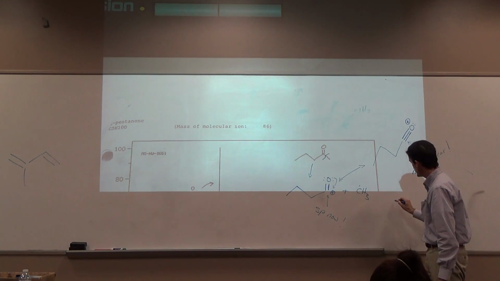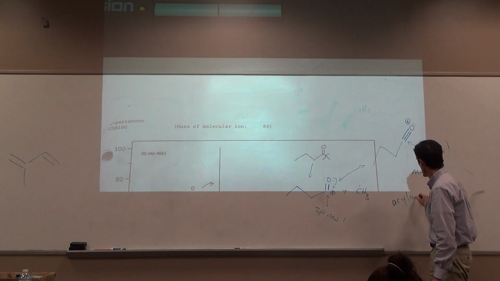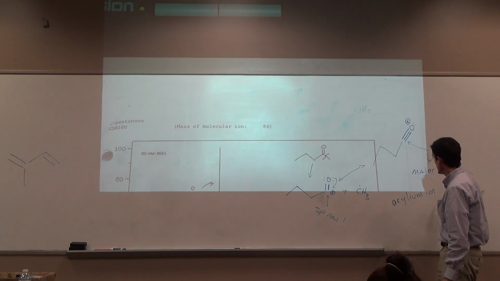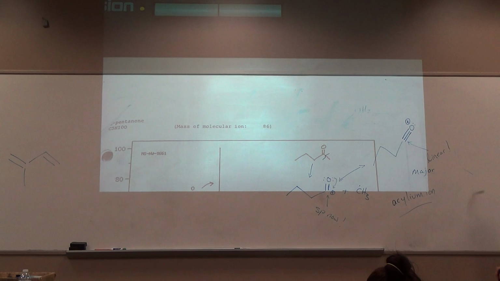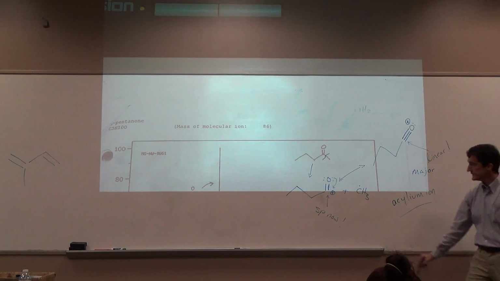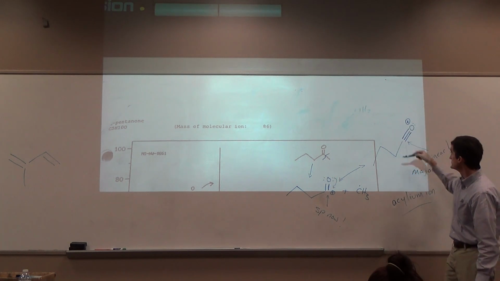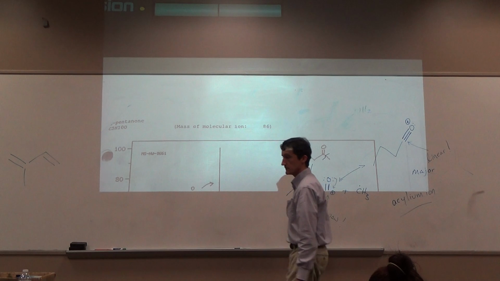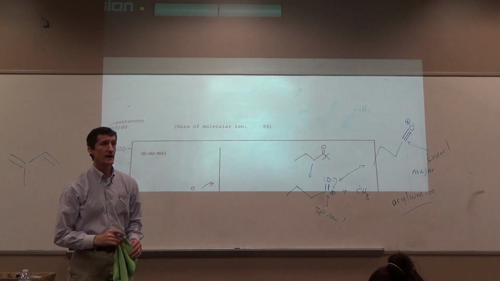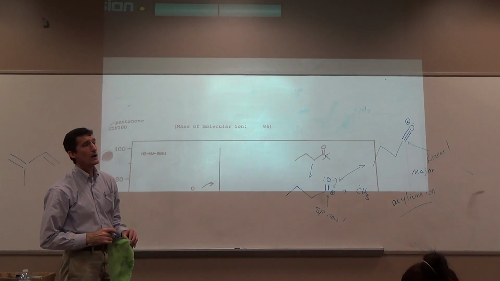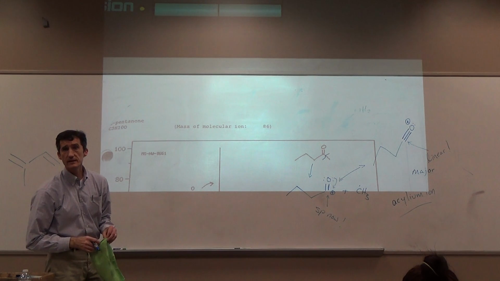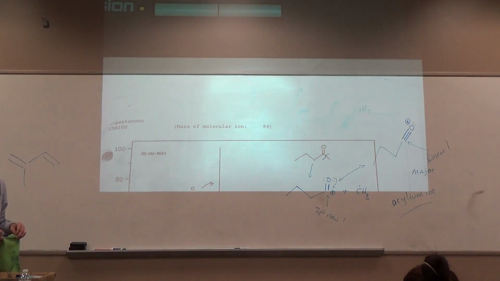This cation here is called the acylium ion. You may see it like this, or a lot of times books will just directly show the major resonance structure. Acylium ion is your favorite ion produced from carbonyl compounds, particularly aldehydes and ketones.